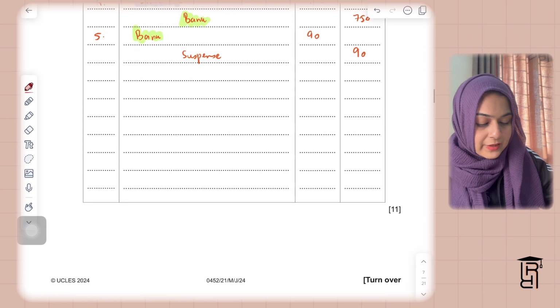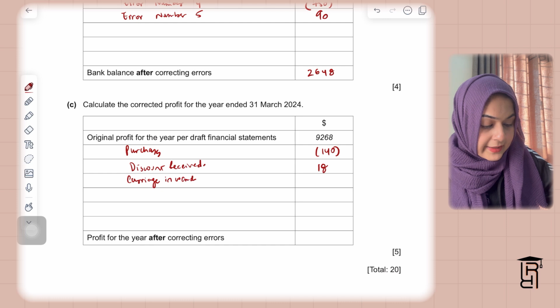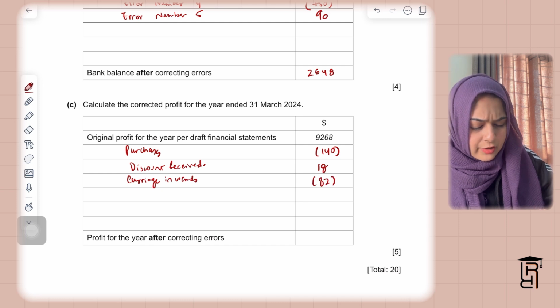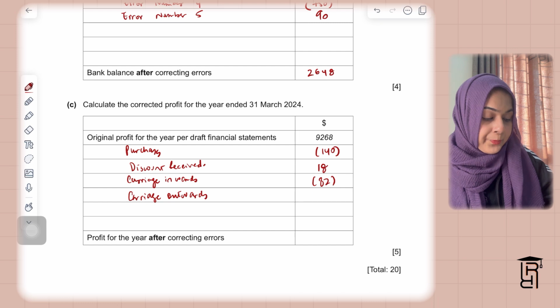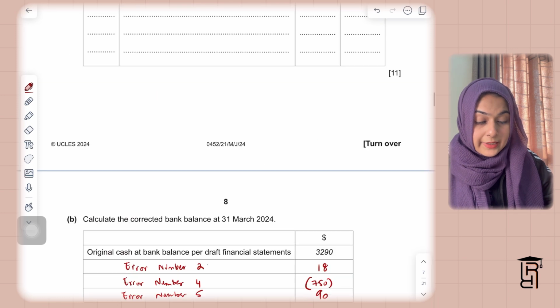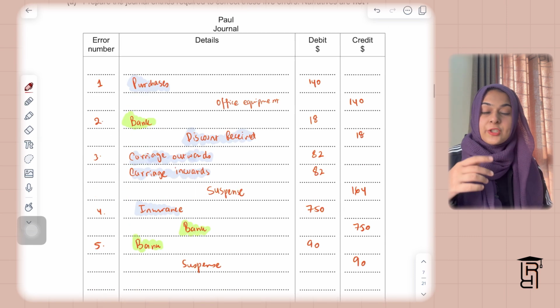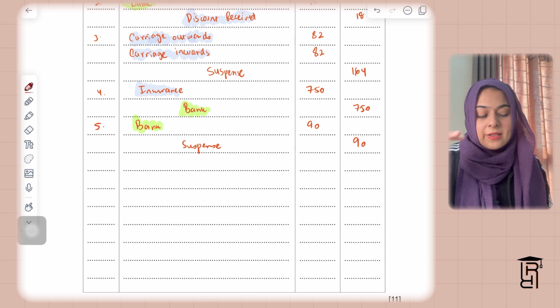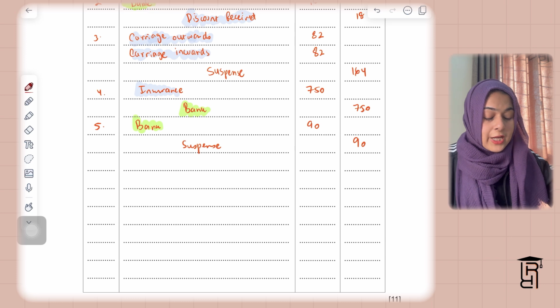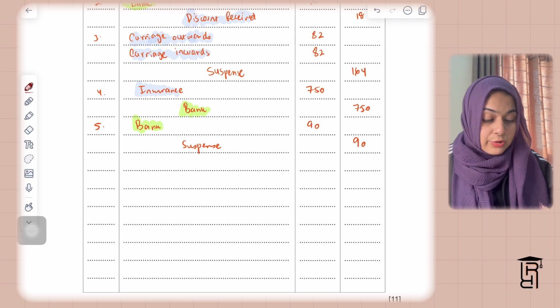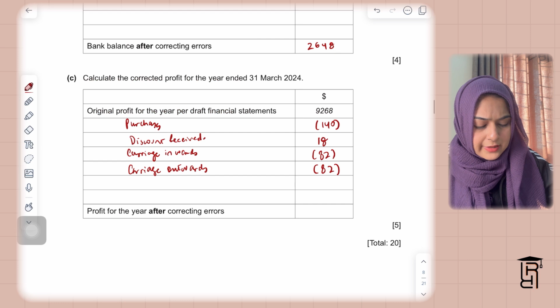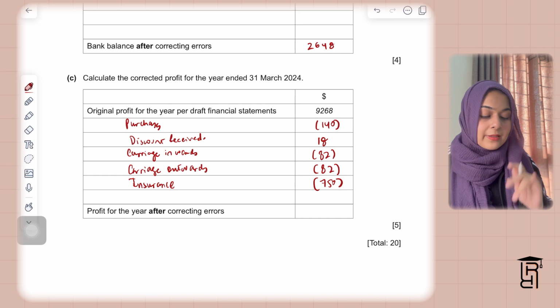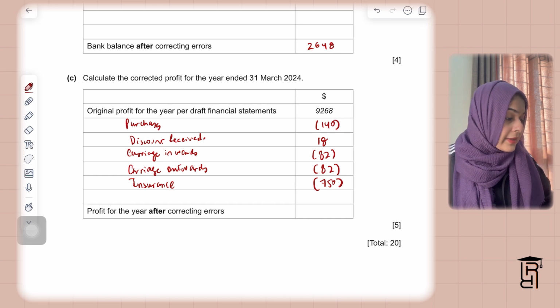So I'll subtract both of these. I'll write here carriage inwards, I'll subtract 82, and I'll write here carriage outwards, and I will subtract 82. And then there is something important. Yes, insurance is being debited. Whenever an expense is debited, you are increasing expense, and if expense is increased, profit will be reduced. So you will simply subtract insurance from this calculation also. So I'll write here insurance, and I will subtract 750. So basically I'm subtracting everything except for discount received, because discount received was credited in this case.